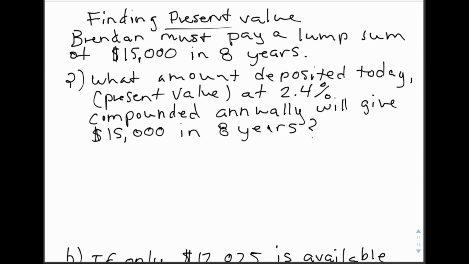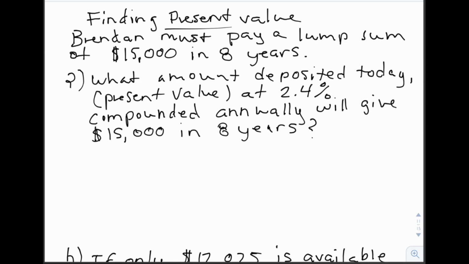We have finding our present value. So we have Brendan, and he must pay a lump sum of $15,000 in 8 years. What we want to find out is what amount deposited today, or present value, at 2.4% compounded annually will give us $15,000 in 8 years. So let's go ahead and figure out what we need to do here.